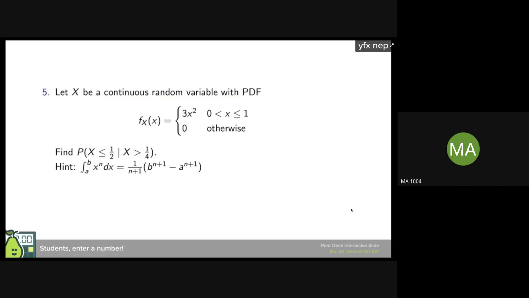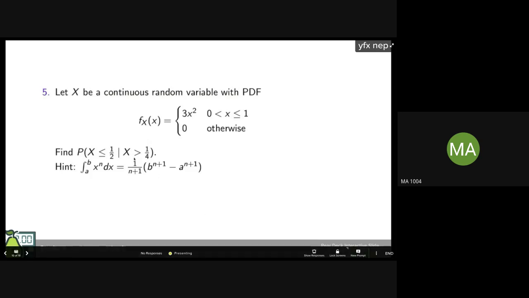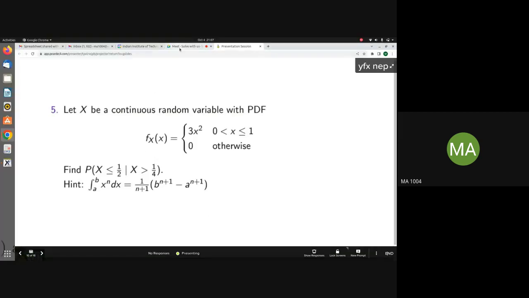Here, let x be a continuous random variable with PDF f x of x as 3x square. Think about the range. The range is between 0 and 1, and it should be 0 otherwise. We have to find the probability that x is less than or equal to 1 by 2, given that x is greater than 1 by 4. Use the formula for conditional probability first, and then apply the integration or whatever method you want to use.